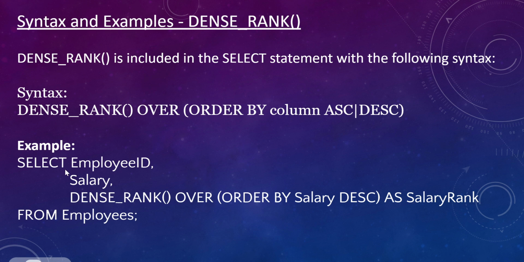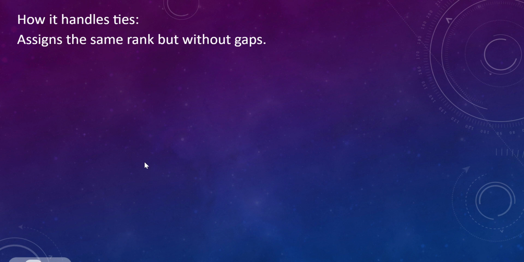If we see the output from this particular query, we have three columns: the first is employee ID, the second is salary, and the third column has the new name salary rank, and this will contain ranks as per the salary. And how does it handle ties? It assigns the same rank but without a gap.